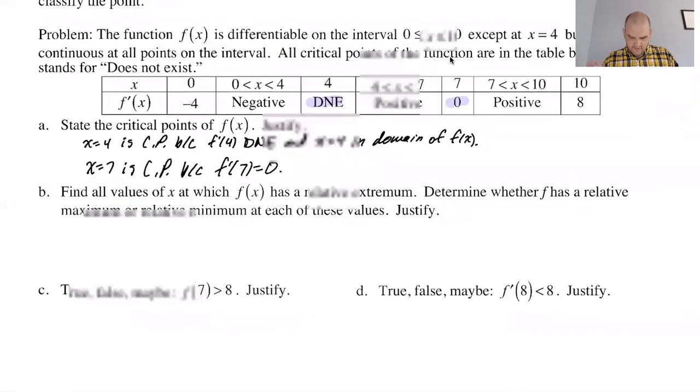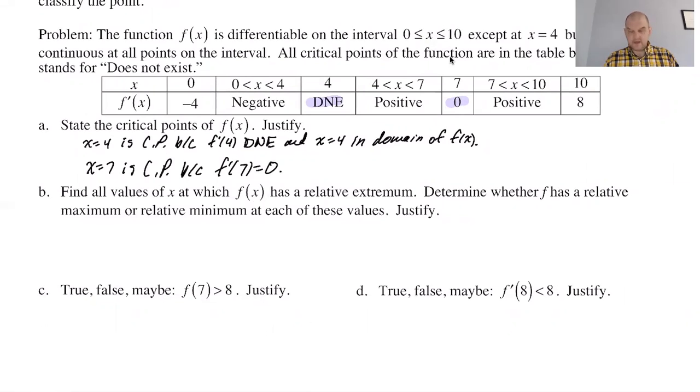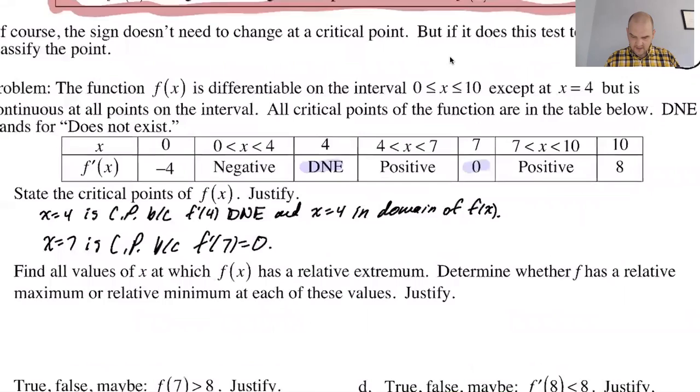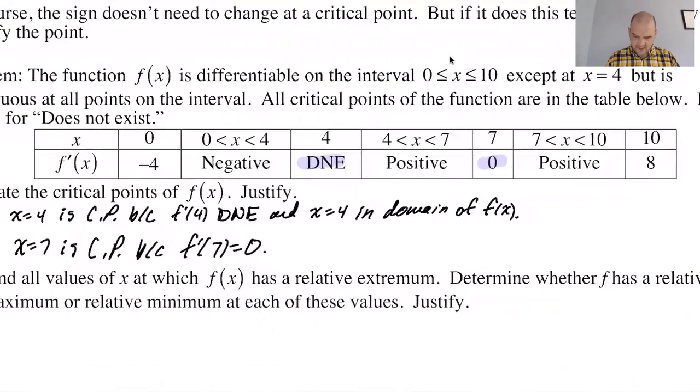All right. Find all values of x at which f of x has a relative extremum, which means a relative maximum or a relative minimum. Determine whether f has a relative max or min at each of those values. Justify. So we got to look at the table, and we got to look for sign changes at critical points. I'm going to use red for decreasing, I think, and then blue for increasing.